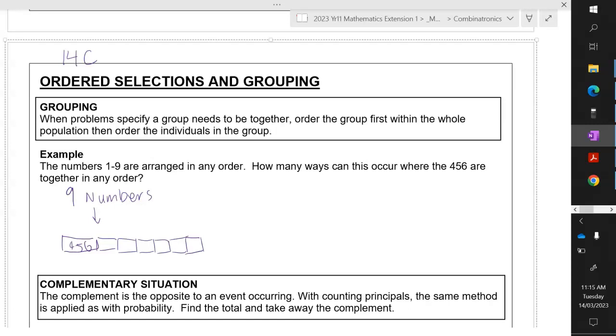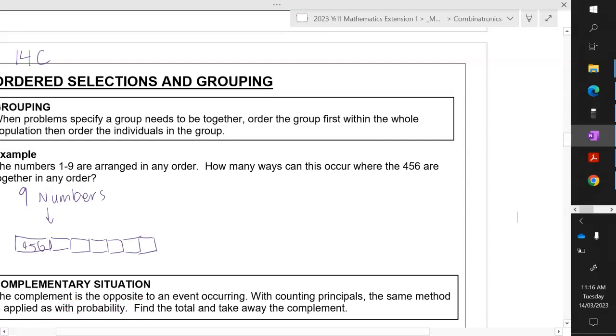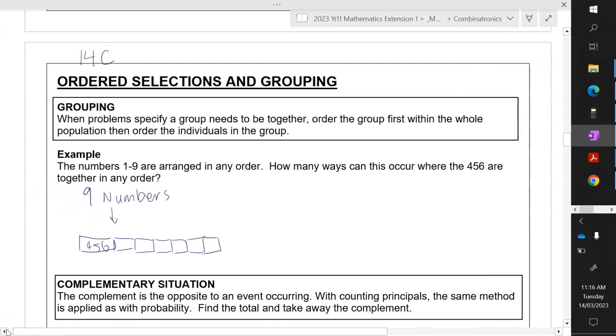So when problems specify a group needs to be together, order the group first within the whole population, then order the individuals in the group. So we need to think of what's happening within that group and how that group relates to everything else. Probably the best way to think of it is to have a look at this example below because that's a really nice simple explanation of what that says.